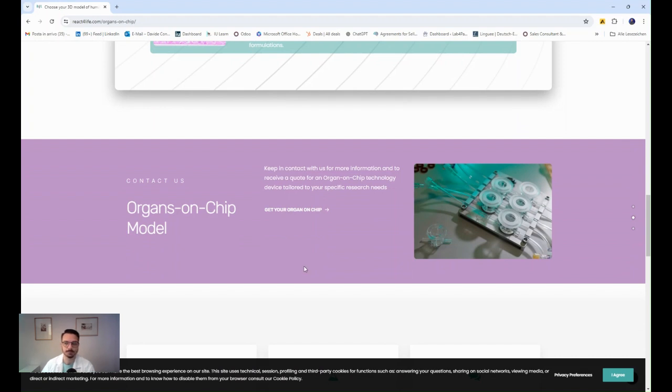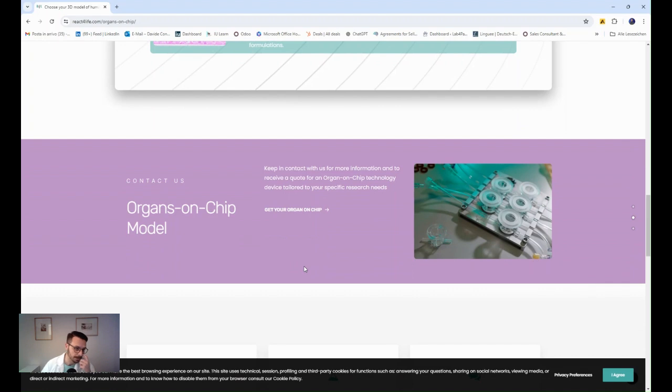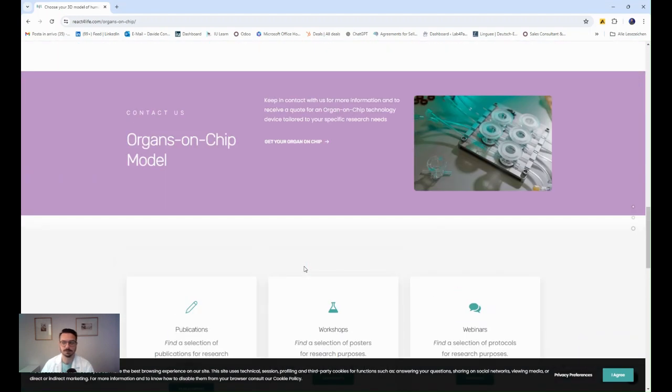In terms of biological accuracy, it's a good 5. In terms of scalability and throughput, 24 is the maximum that they have. So it's still not as high as others. For this, we will keep with a 3.